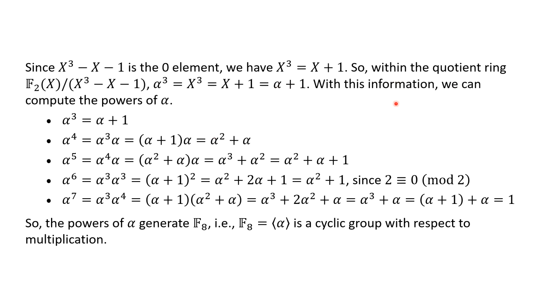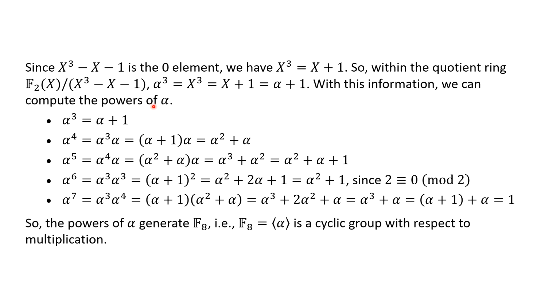And with this information, we can compute the powers of alpha, 3 and above, I should say. So we get alpha cubed equals alpha plus 1. So we already established that. Then alpha to the 4th is alpha cubed times alpha.